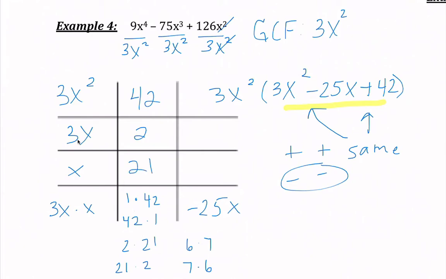So I multiply across. 3x times 2 is 6x. I multiply across the bottom. X times 21 is 21x. This tells me they both have to be negative signs. Well, I know a negative 6 and a negative 21 will not give me a negative 25. So that is not the one. So I'm going to go ahead and scratch it out and erase. Because trial and error. Here we go. Let's try the next one.